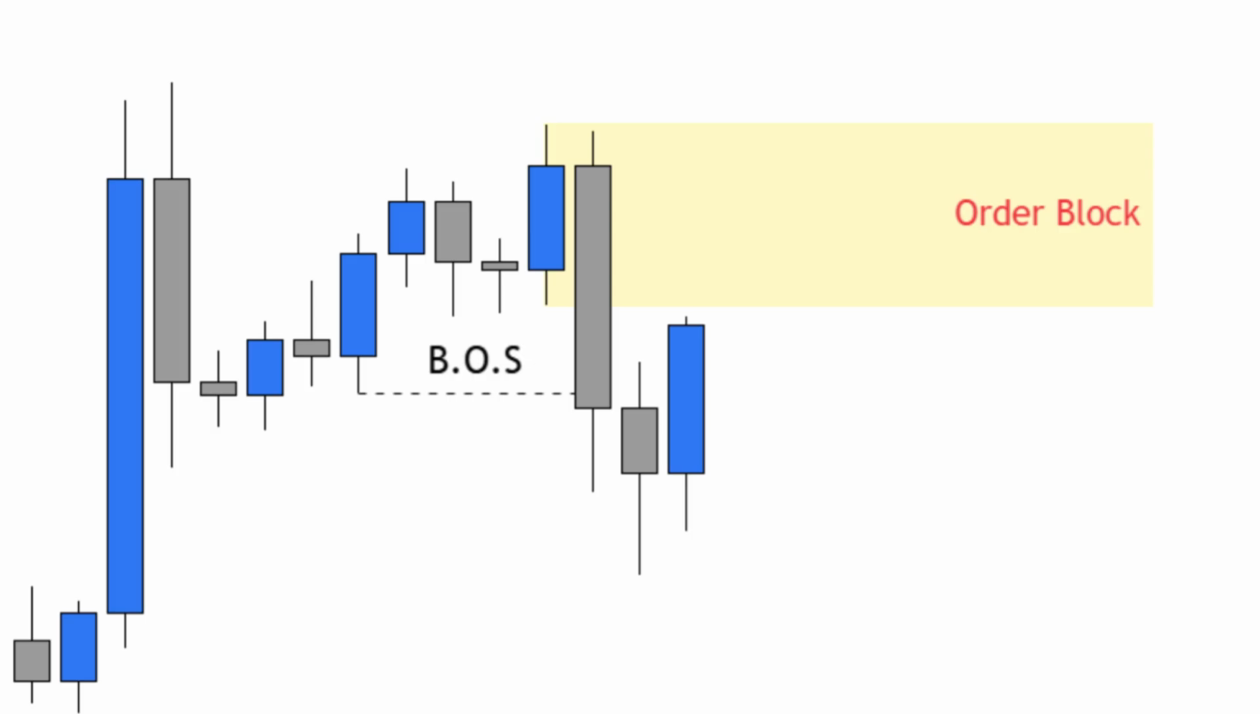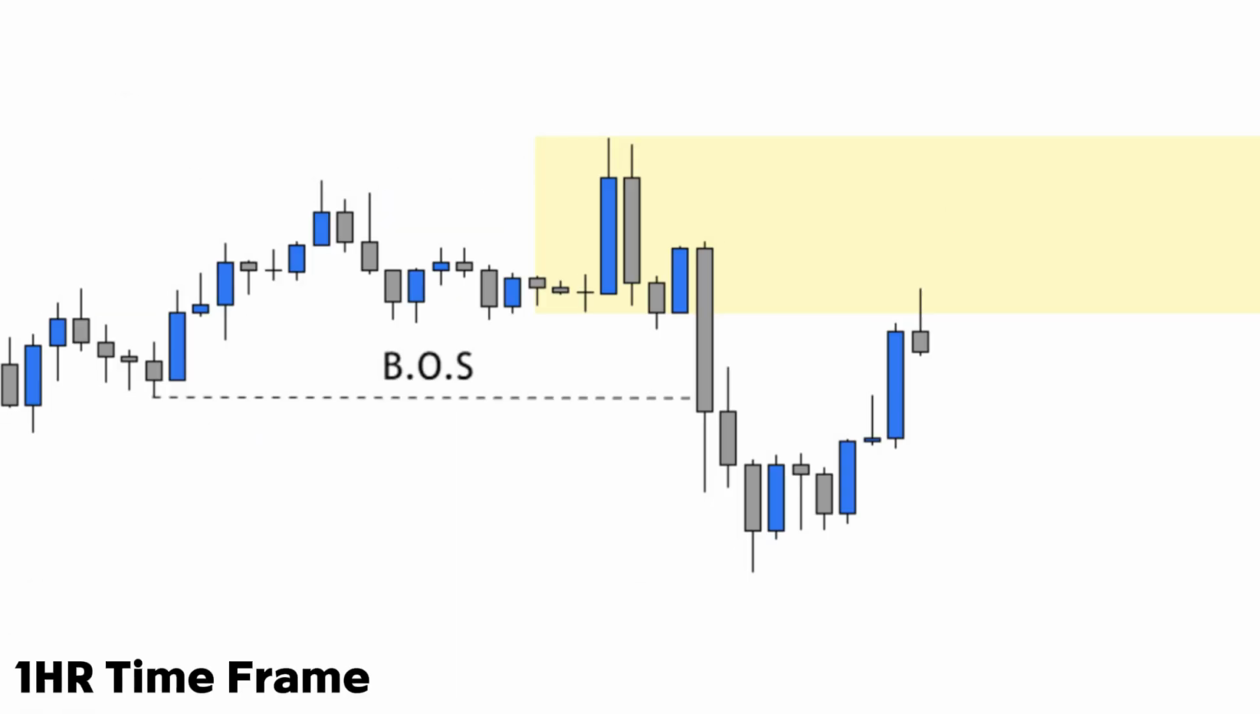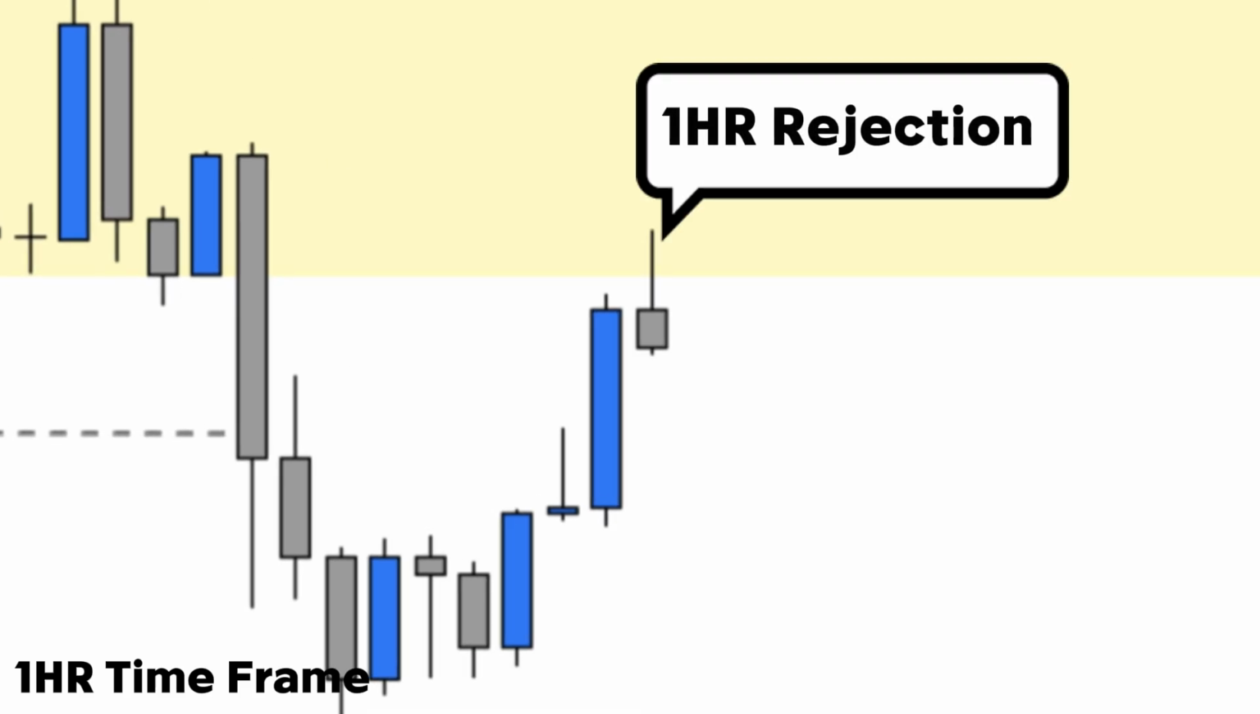On this chart, starting with the 4 hour time frame, we can clearly see a break in market structure to the downside. During that move, price leaves behind a well-defined bearish order block, which gives us our area of interest. From there, we stay patient and wait for price to retrace back into this zone. And once price taps the area, we shift our focus to the 1 hour time frame. And then we wait for a clear rejection to form.